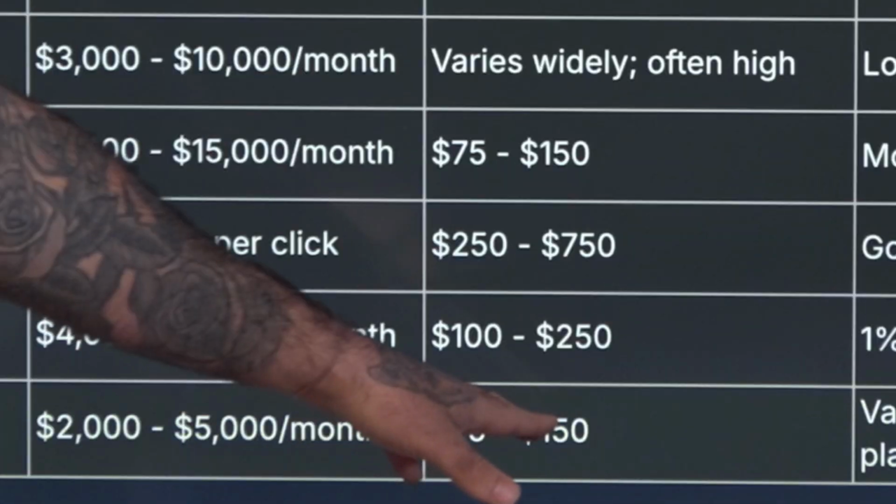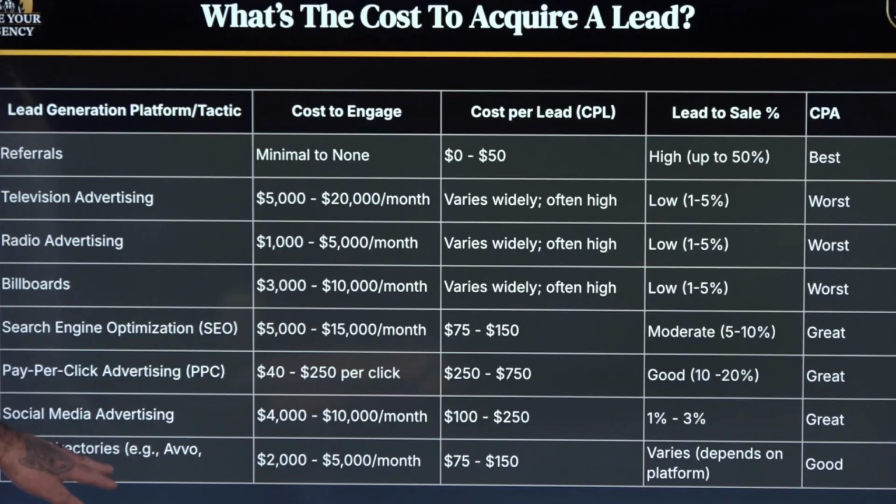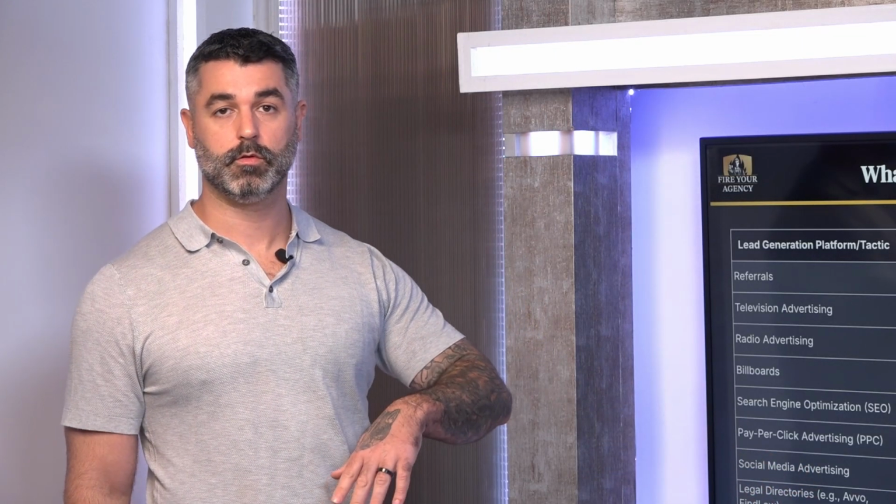And then legal directories, $75 to $150. This is a crapshoot too. These are really low volume, which is why these are really tough. These legal directories don't get a ton of traffic. Most of the traffic they're getting is from Google, right? Somebody's searching for a personal injury lawyer near me.